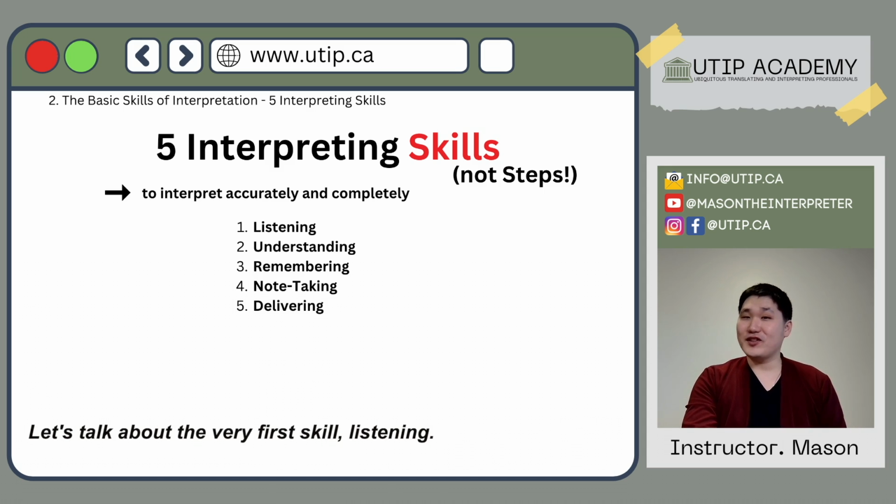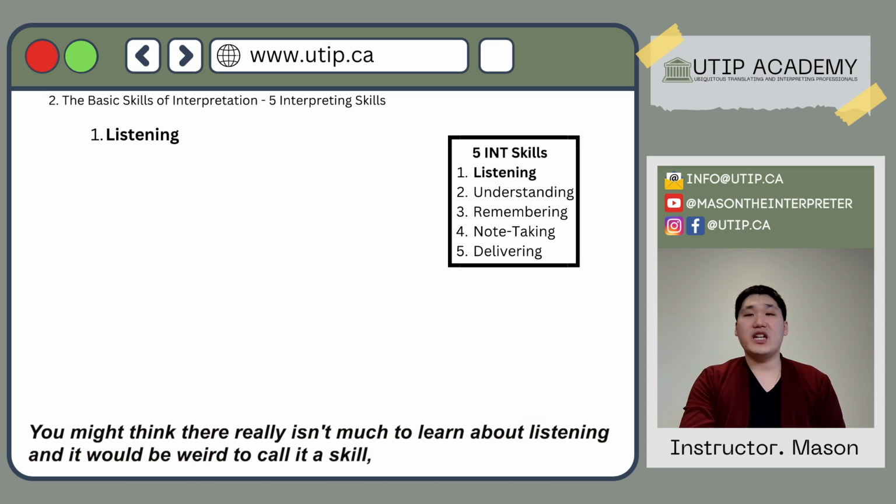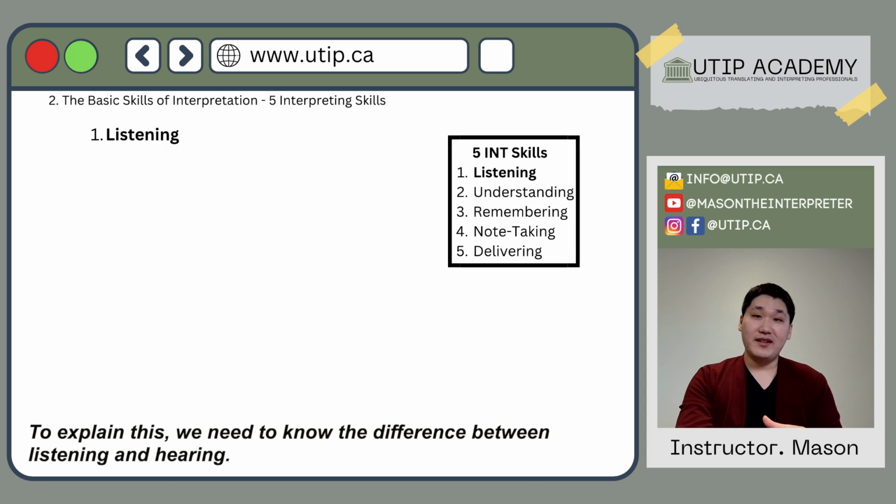Let's talk about the very first skill, listening. When we are interpreting, especially as an OPI, all of your sources will come from listening to the utterance. You might think there really isn't much to learn about listening, and it would be weird to call it a skill, but trust me, listening is actually not something that will happen naturally if you don't value the significance of this skill. To explain this, we need to know the difference between listening and hearing.